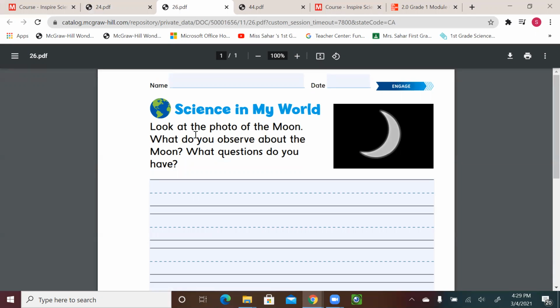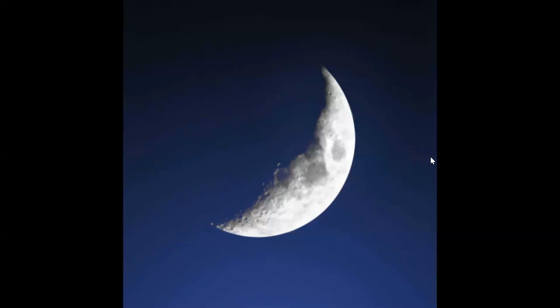All right, look at the photo of the moon. What do you observe about the moon? What question do you have? So we're going to look at the picture and come up with a question related to the picture. This is a picture, you have it in your book, page 257, big and in color. So do you have questions in mind? What should we say?